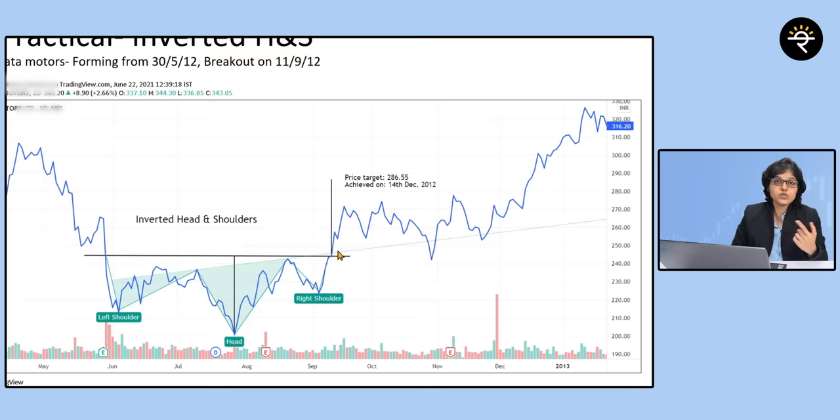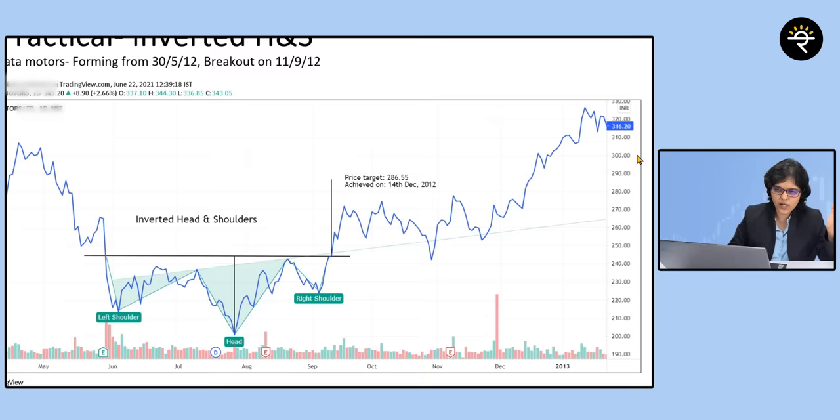Okay, when should I enter is the first one. The moment this neckline is broken, ideally here, this is where you should enter. Okay, what could be the price target? Price target, you should be calculating it in this way. This is the distance between what and what? Between the neckline and the head. This distance, you should add it up here, and this is where the price target is. And here you can see this target was achieved on 14th December. It's an old one, 2012. It's the chart of Tata Motors.